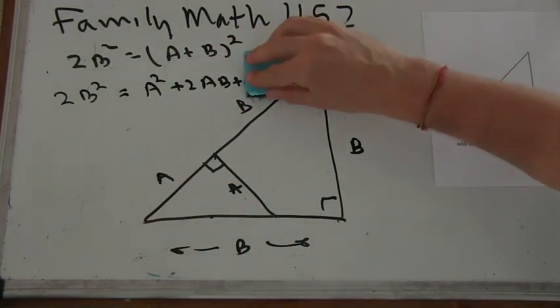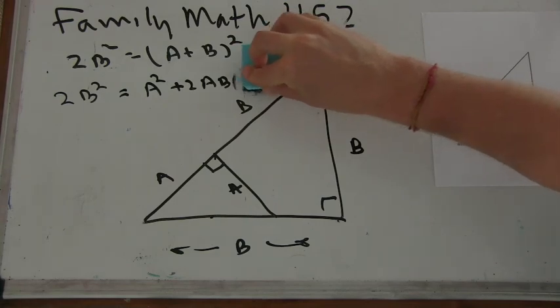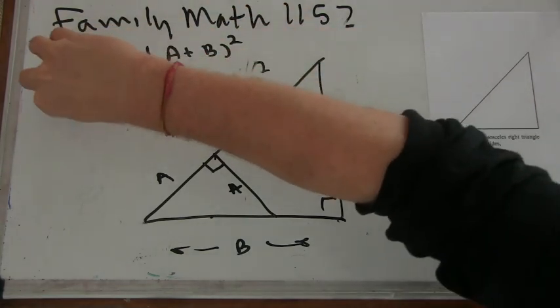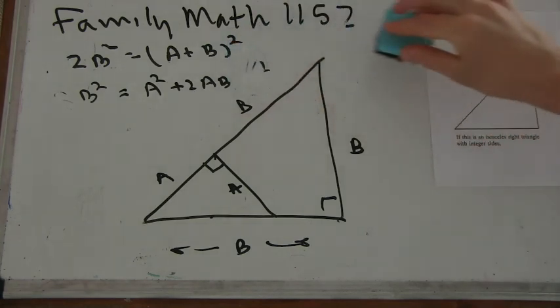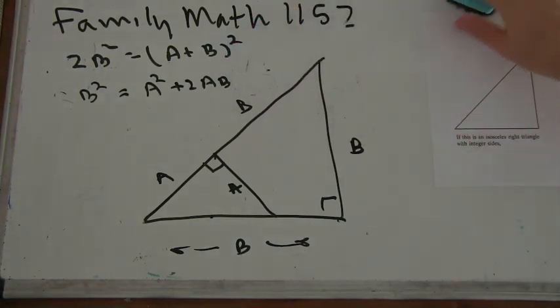Or just simply b squared equals a squared plus 2ab. So there's some relationship between A and B here. We can't just make them both arbitrary.